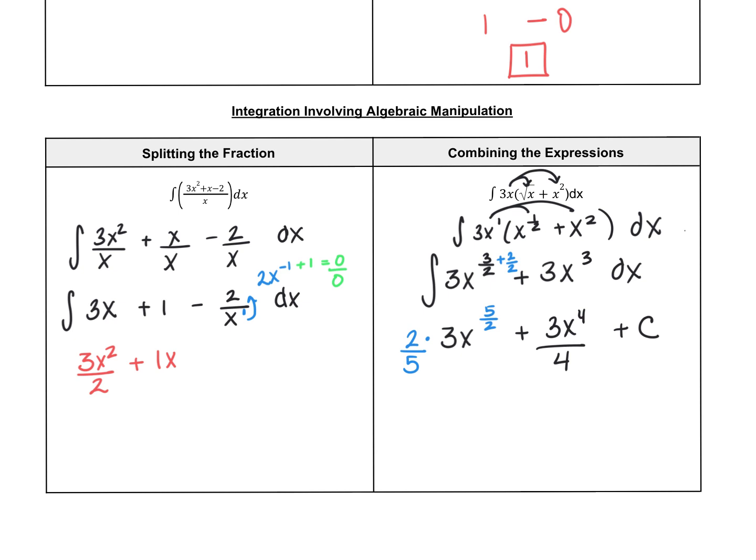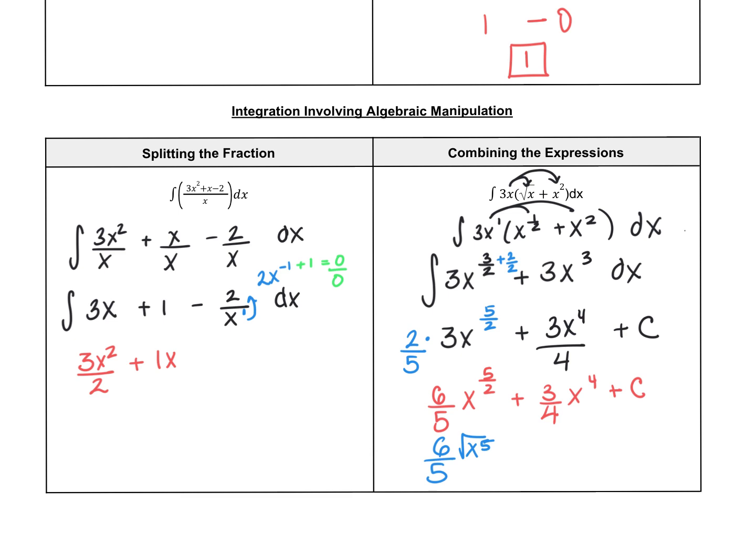So my final answer, if I multiply these two fractions out, we get 6 over 5, x to the 5 halves, plus 3/4, x to the 4th, plus c. Now, if you wanted to, you could change this back to a radical form. If you did that, it would just be the square root of x to the 5th, and then you'd have your 6/5 in front. So that's just another way that you could have written that form. That's just good to know if it's a multiple choice question.